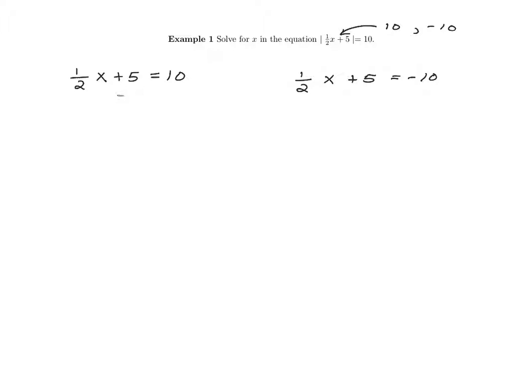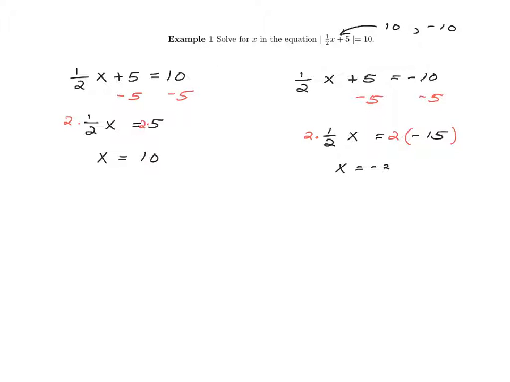I'll have to subtract 5 from both sides in both equations. In this first one, I get 1/2 x is equal to 5. And in the other one, we get 1/2 x is equal to -15. And finally, to get x by itself, we can multiply both sides by 2. We have x is equal to 10, and also x is equal to -30. So that's two separate x values.